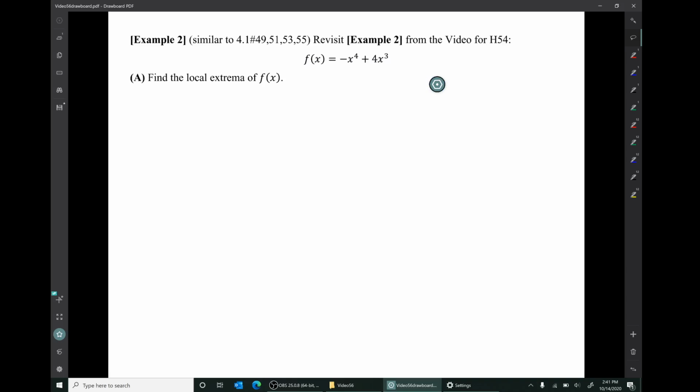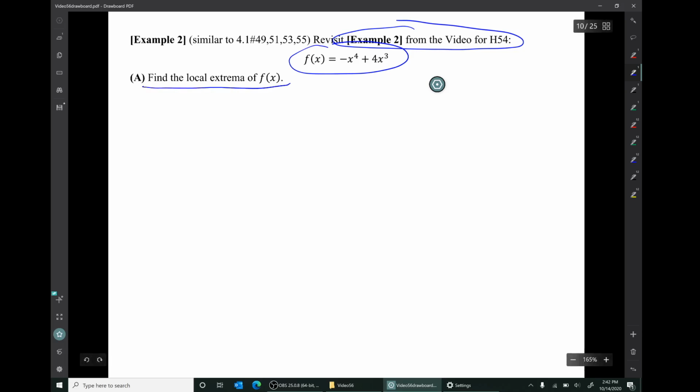Example 2 is similar to a bunch of homework problems. We're going to revisit the function from example 2 in the video from homework 54. This function f of x equals minus x to the fourth plus 4x cubed. And the question is to find the local extrema of f of x. All right, well, I'm not going to go through all the details because we went through them in that video. I'll just give the highlights.